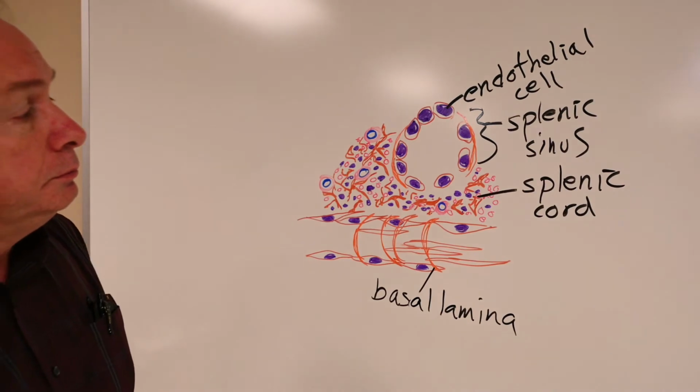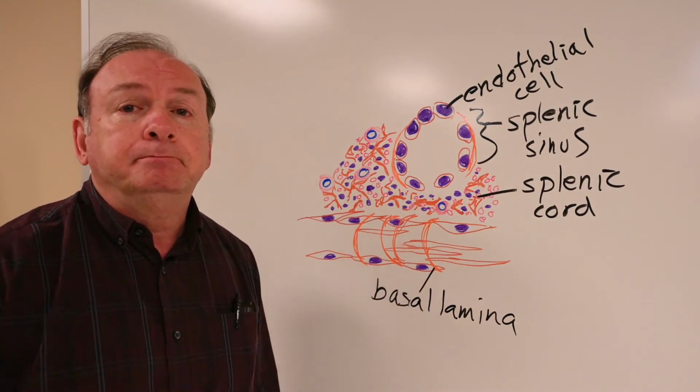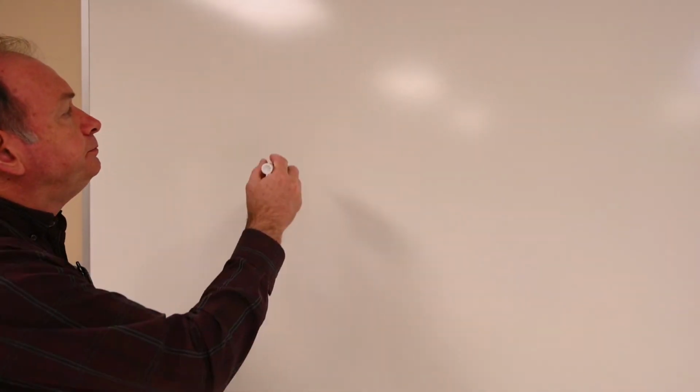So next we'll talk about function. When we think about the function of the spleen, we kind of divide the functions into those that have to do with the immune response and those that have to do with blood, different blood functions, I guess we would say. So first of all, the immune functions.